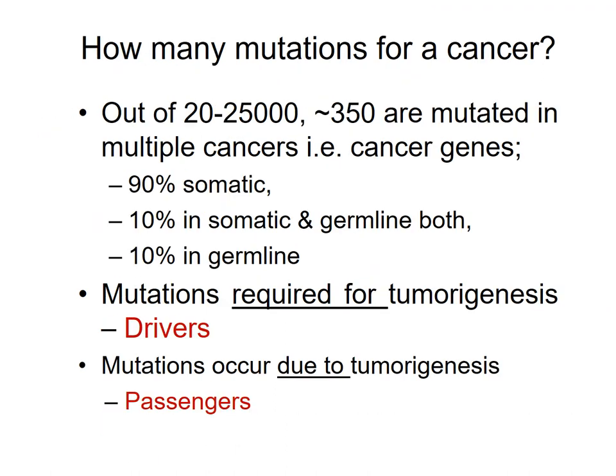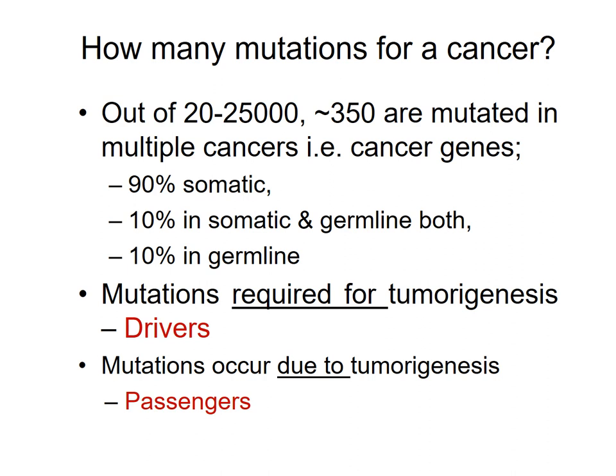Okay. So around how many mutations are required for cancer? Of course, this number is not something which is definite. But what it says is that out of about 20,000 to 25,000 genes, roughly about 350 are mutated in multiple cancers. So there are overlapping genes also. 90% of them are somatic, 10% are in both, and 10% are found only in germline. Which means that there are multiple genes mutated.